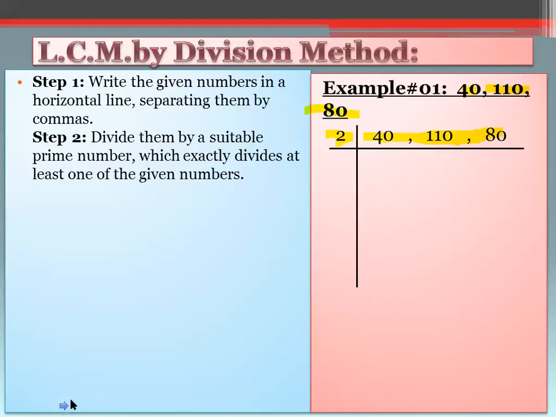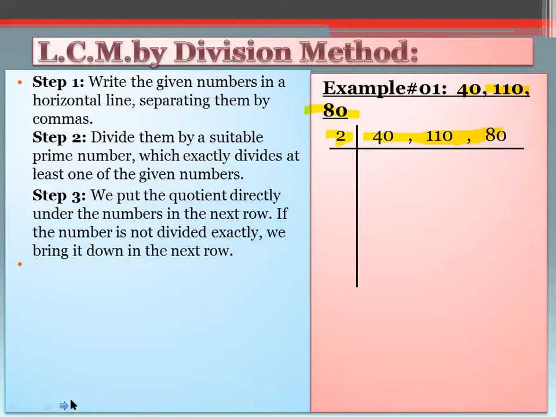Okay, so here is the method. Then we put the quotient directly under the numbers in the next row. If a number is not divided by your given divisor, we bring it down in the next row.